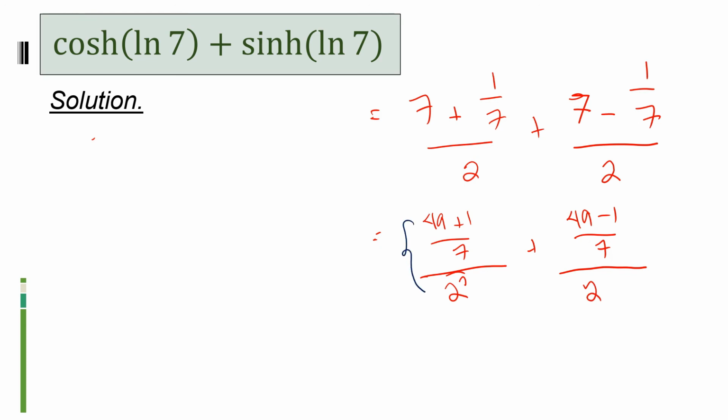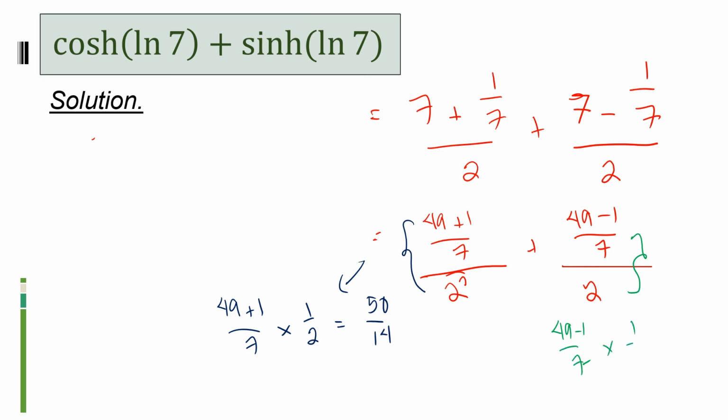So this one now equals 49 plus 1 over 7 times 1 half, so that becomes 50 over 14. While this one, we have 49 minus 1 over 7 times 1 half, so that is 48 over 14. Therefore, we have 50 over 14 plus 48 over 14. So that is equal to 98 over 14, or simply that is equal to 7.